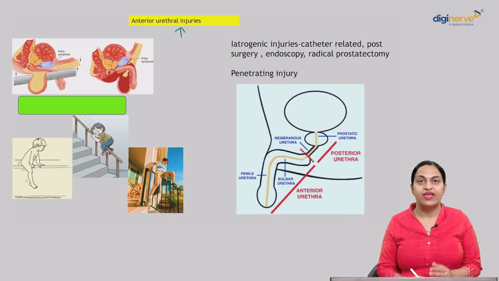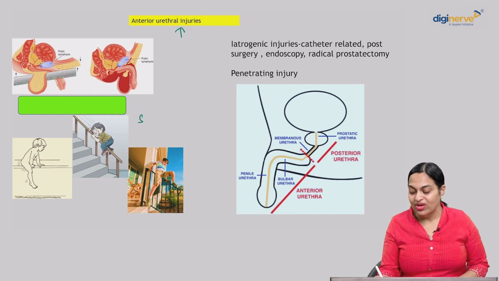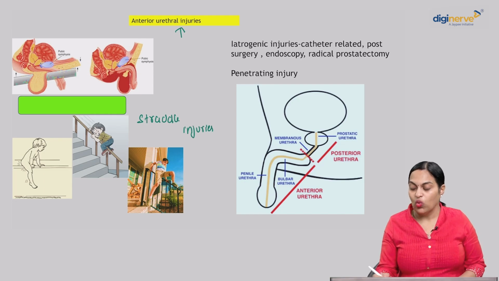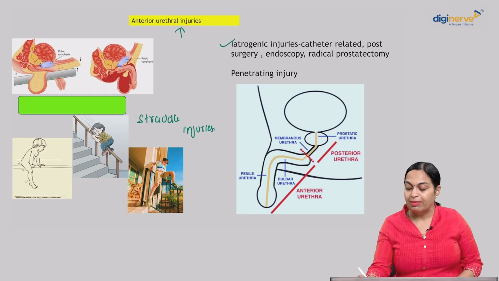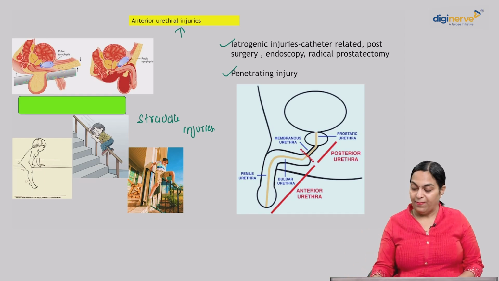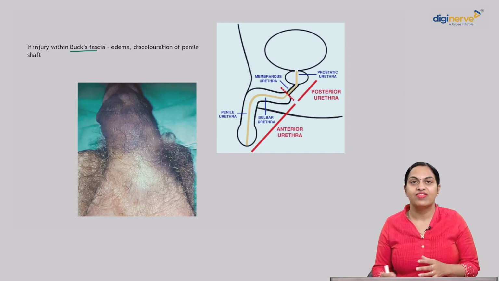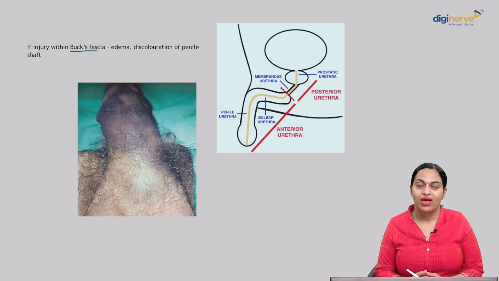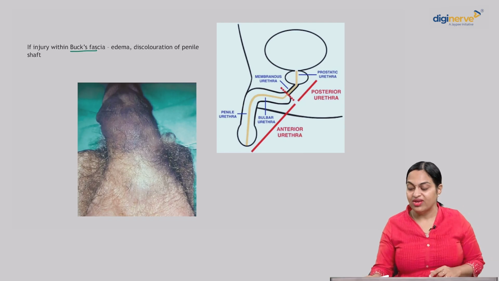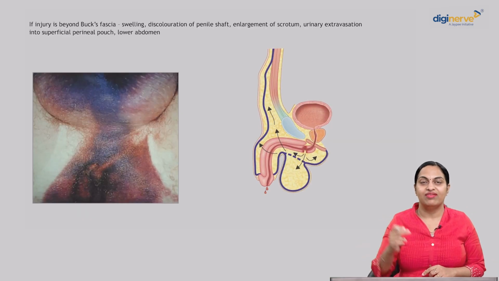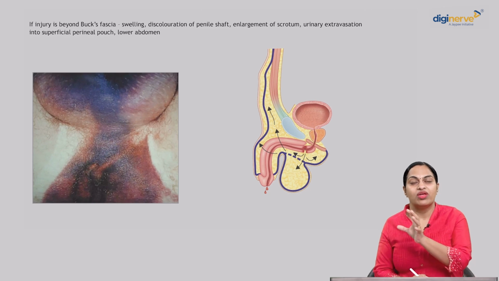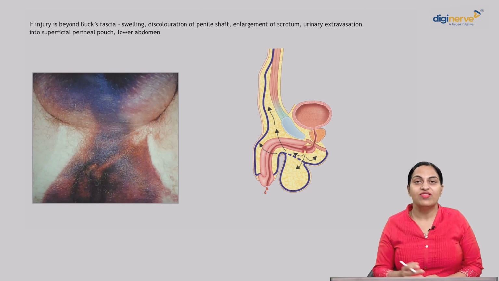Anterior urethral injuries involving the bulbar urethra and penile urethra are most commonly due to straddle injuries. Also, iatrogenic injuries and penetrating injury. If in case the Buck's fascia is intact, then there will be edema and discoloration confined to the penile shaft. But do you remember, as we have traced, the continuity of the Scarpa's fascia around the penis, around the scrotum and into the superficial perineal pouch? So this can extend into the walls of the scrotum also.